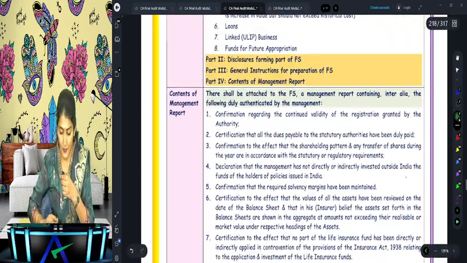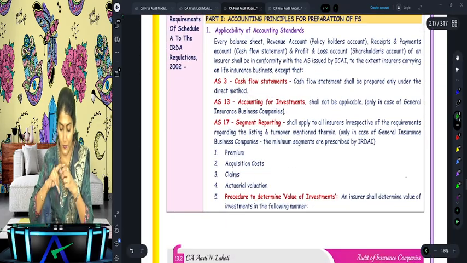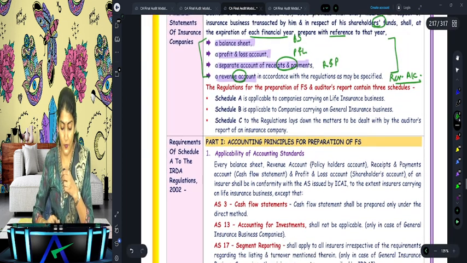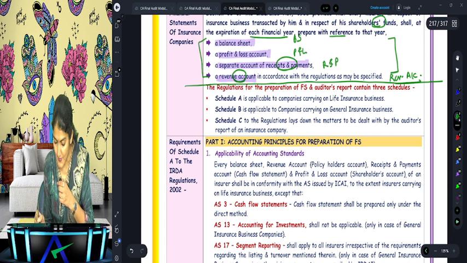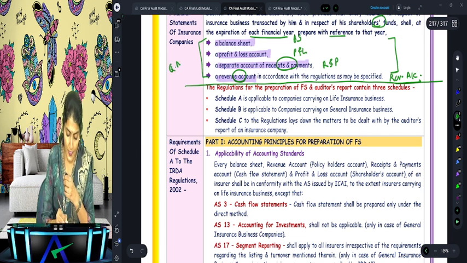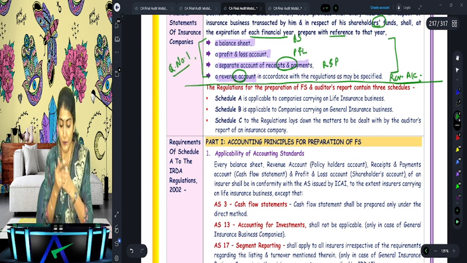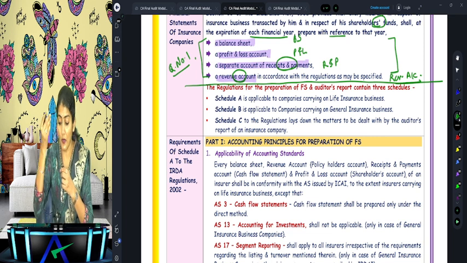Anyways, what are we discussing over here? The form and content of the financial statements of the insurance company. So what we discussed, what is included in the financial statements of an insurance company? Can we write down over there question number 1? Okay, then what does it say? It also has 3 schedules.